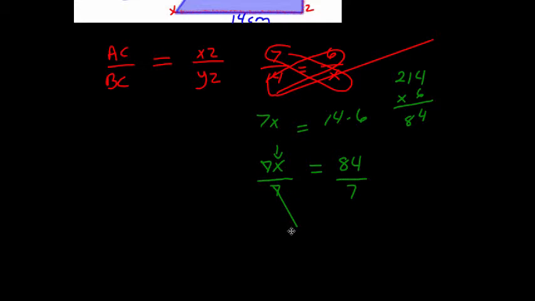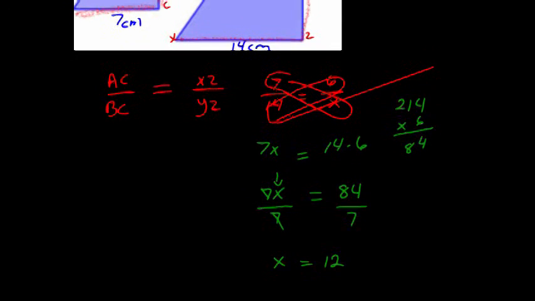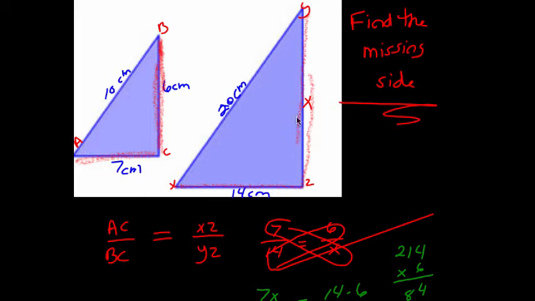These two cancel out, leaving me with simply an x. Let me clean that line up a little. And when I divide 7 into 84, what do I get? I'll give you a few seconds to work that out. Exactly, I get the number 12. So that means that this missing side right here is equal to 12. Now let's try another one.